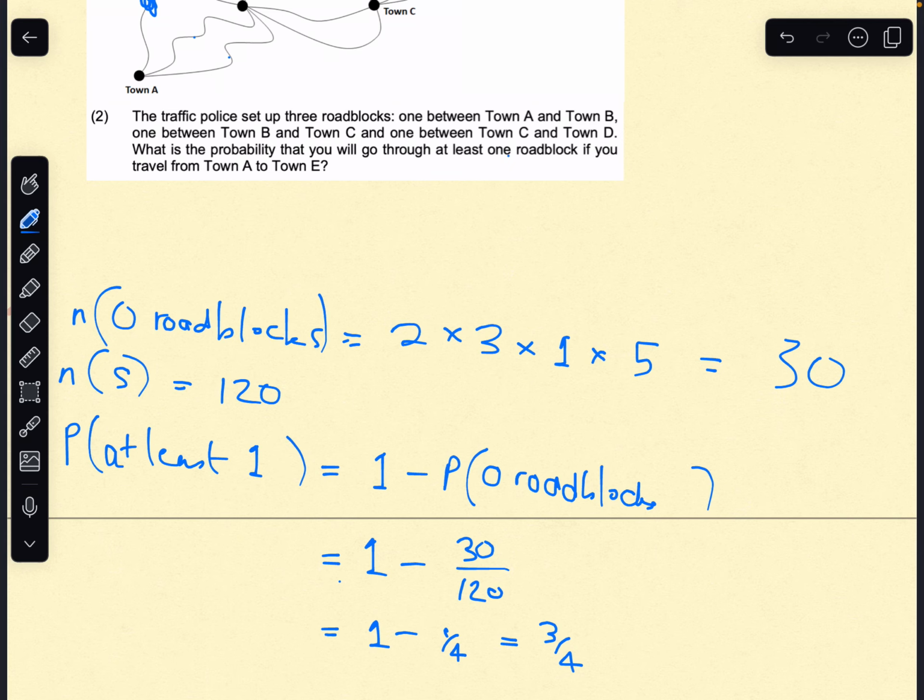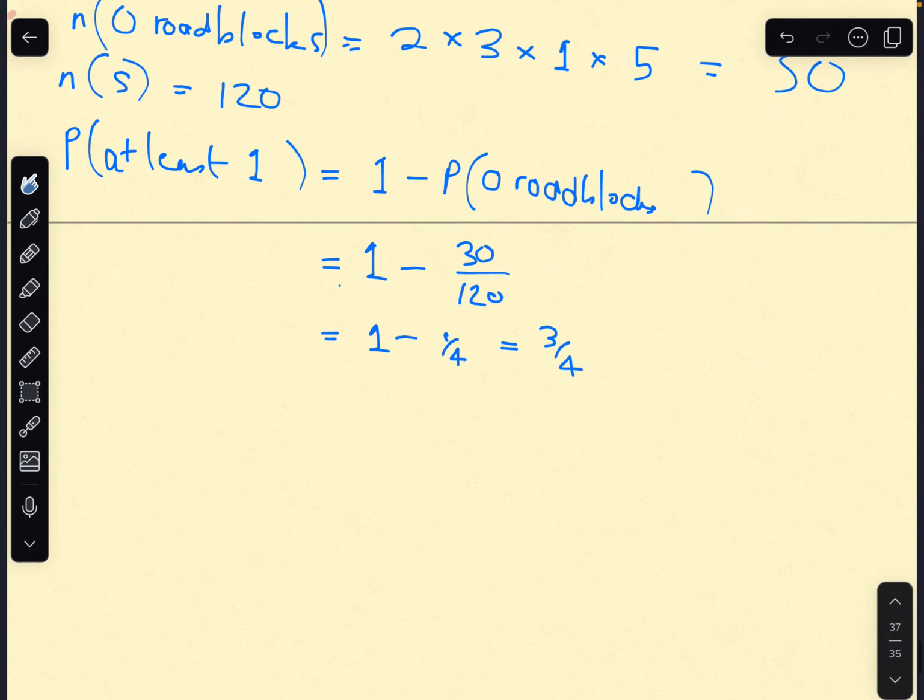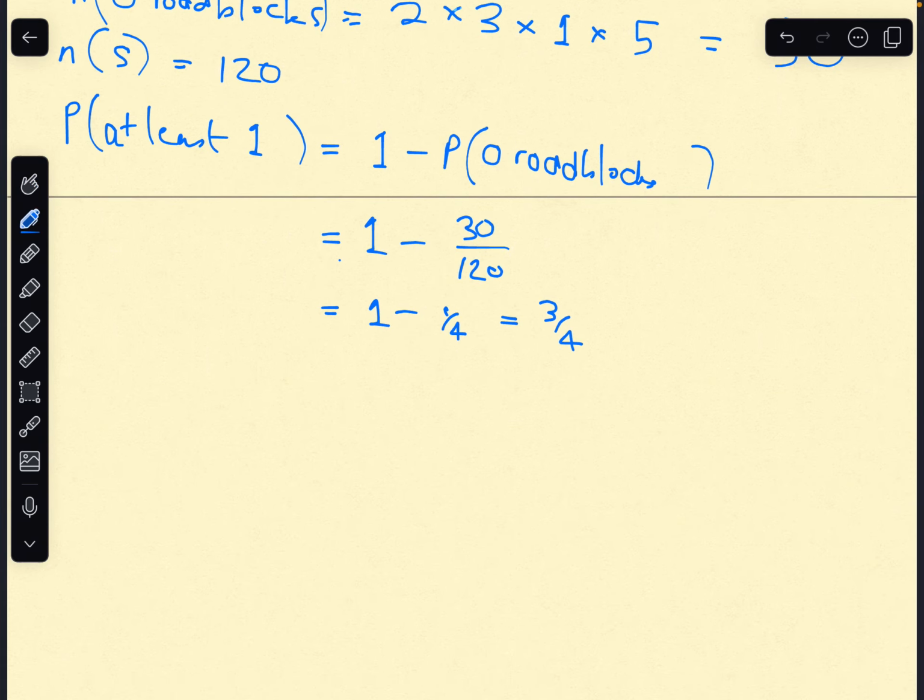The memo also has a tree diagram as another approach. So let's check out how we construct a tree diagram for this. We're starting from town A and we're going to town B. The only thing we care about in drawing our tree diagram is whether that road has a roadblock or not. So starting from A, either I'm going to encounter a roadblock or I'm not going to encounter a roadblock.